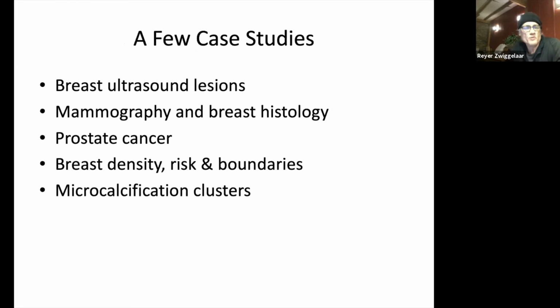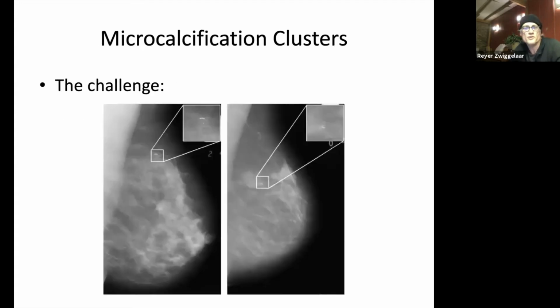That actually brings me to my final case study, where I'll be looking at microcalcification clusters. The challenge in this case is finding small clusters of small blobs in large mammographic images. There are two aspects here: finding them first, and then the second step is to do classification of these.